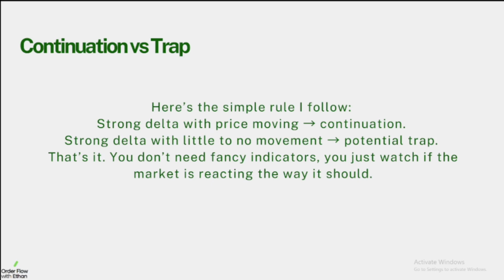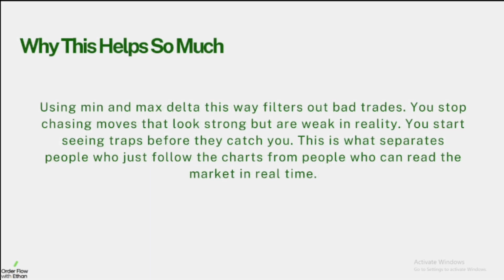So here's a simple rule I follow. Strong delta with price moving, that's likely a continuation. Strong delta with little to no movement, that's a potential trap you should be cautious of. So that's it. You don't need fancy indicators. You just watch if the market is reacting the way it should be. Using min and max delta this way filters out the bad trades. So you stop chasing moves that look strong but are weak in reality, and you start seeing traps before they catch you. And this is what separates people who just follow the charts from people who can read the market in real time.